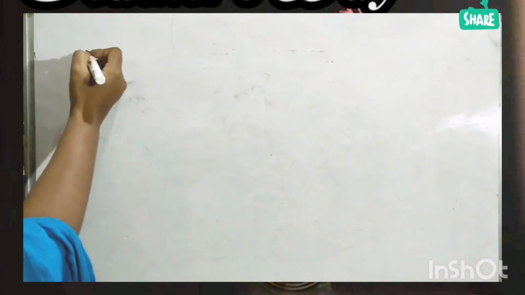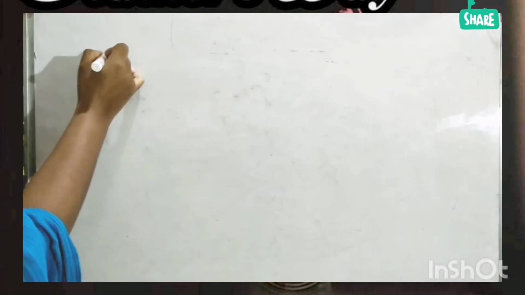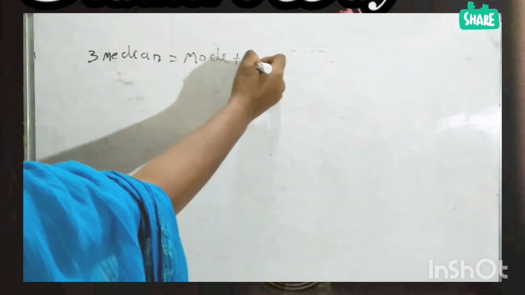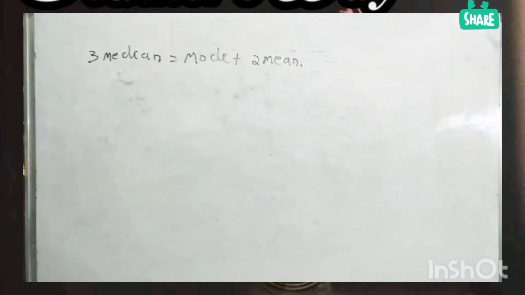Today we are going to discuss exercise 14.3. Before that, there is one relationship between mean, mode and median, and that relationship is called the empirical relationship. It is 3 median is equal to mode plus 2 mean. This is the empirical relationship between median, mode and mean: 3 median is equal to mode plus 2 mean.